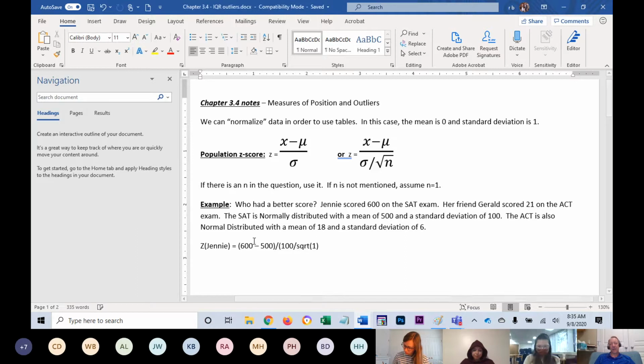Remember, in this problem, the reason they're getting rid of the square root of n is because n is always going to be 1. But I want you to get used to using it because n will not always be 1 in every problem, and then this will be the better formula. So, 600 minus 500 is 100, divided by 100 equals 1.0. So she is exactly 1.0 standard deviations above the mean.